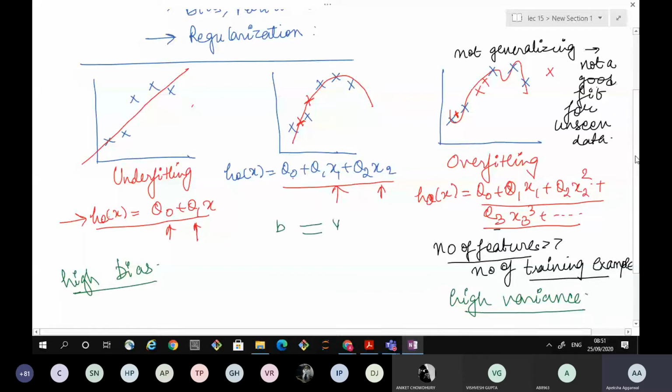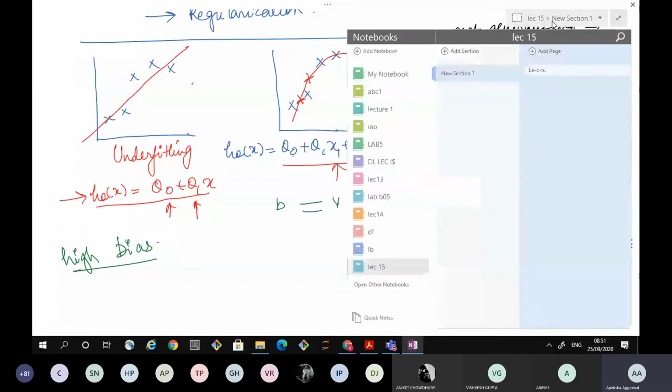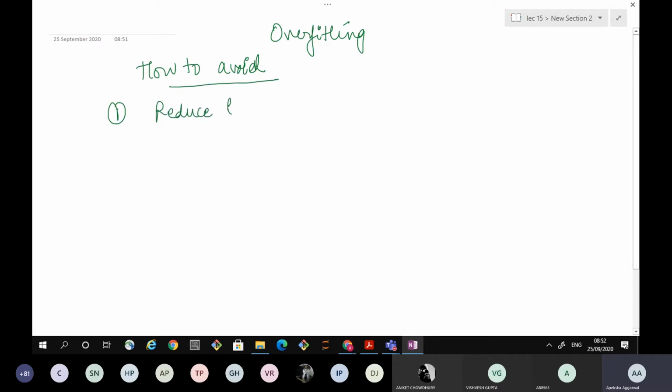Okay. So now we are going to have a look at overfitting, and how to avoid this overfitting situation. We have seen that the first thing is, if my features are extremely larger than the number of training examples, the first thing that I can do to avoid that is reduce the number of features.